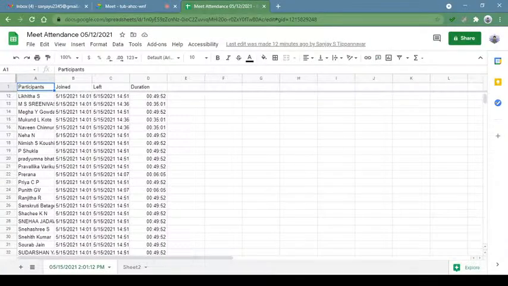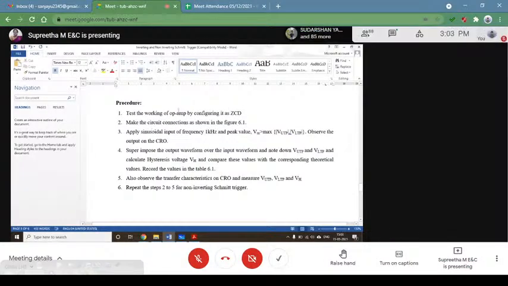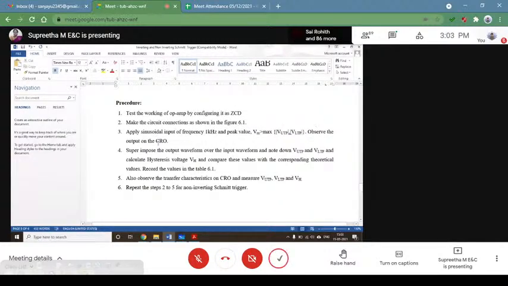And so I'm giving here your op-amp ZCD we are checking, and then we are applying the sinusoidal input of 1 kilohertz and peak value Vm. So this will give you the output on the CRO, and now put it in XY mode and obtain the hysteresis graph and obtain what is the hysteresis voltage, and you do the same thing for your inverted circuit.